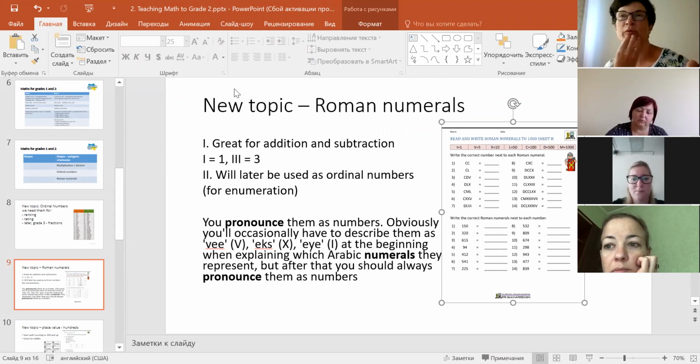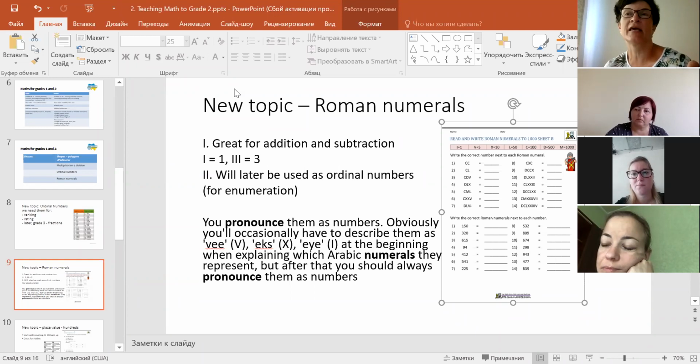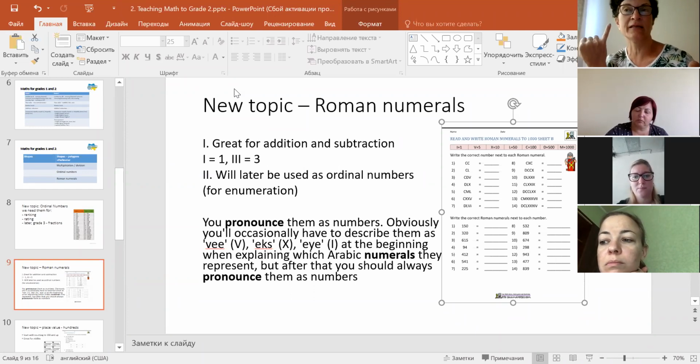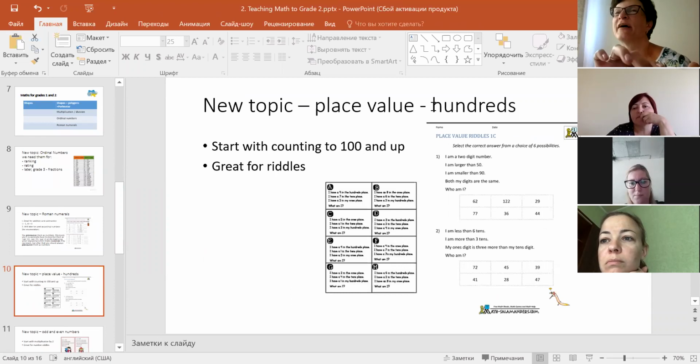Because, for example, when we talk about kings, Henry VIII will have this Henry and the number 8 in Roman numerals, and it is read as Henry VIII. Again, many kids don't or can't read Elizabeth I, Elizabeth II. So we'll use Roman numerals all the time during the 2nd, the 3rd, and the 4th years.